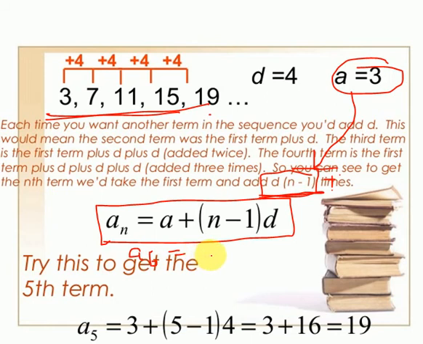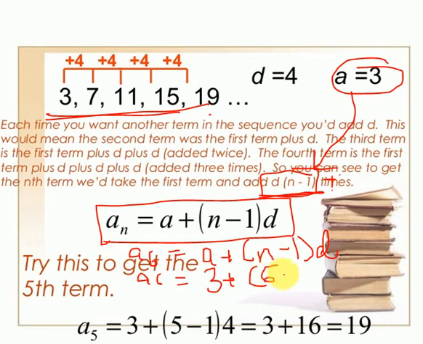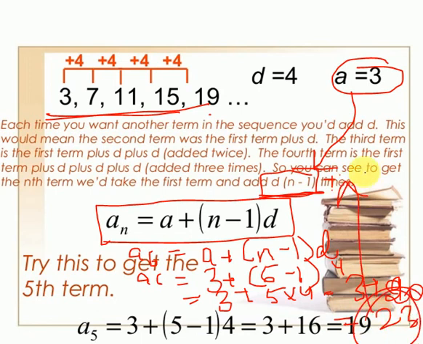Now if I have to find the sixth term, then I will write a6 is equal to a plus n minus 1 D. Okay, so a6 is equal to a is 3, plus n, and which term we have to find, the sixth one, minus 1, into D is 4. Okay, so 3 plus 5 into 4 is equal to 3 plus 20, and we will get 23. So 23 is our sixth term, right?